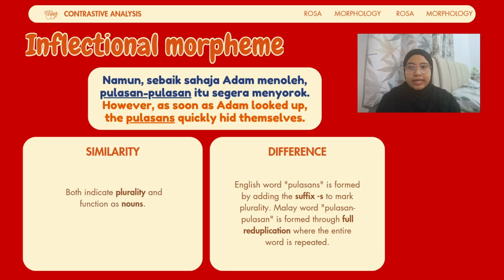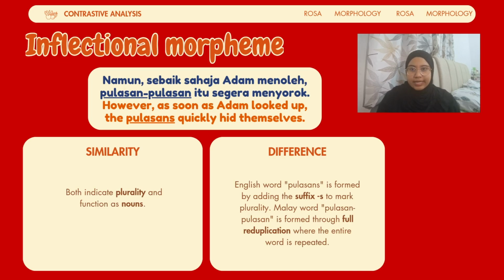Next, we analyze the linguistic item under morphology, specifically inflectional morpheme. So the sentence from the storybook is, namun sebaik sahaja Adam menoleh, pulasan-pulasan itu segera menyorok. However, as soon as Adam looked up, the pulasans quickly hid themselves. So the example in Malay is pulasan-pulasan, while the English translation is pulasans. The similarity between both words is that they indicate plurality, meaning more than one pulasan, and both function as nouns in the sentence. However, the difference lies in how plurality is formed in each language.